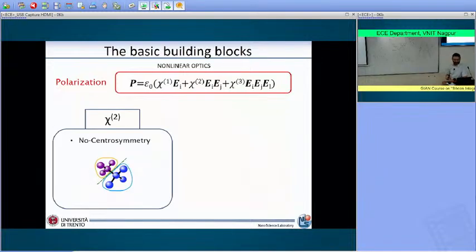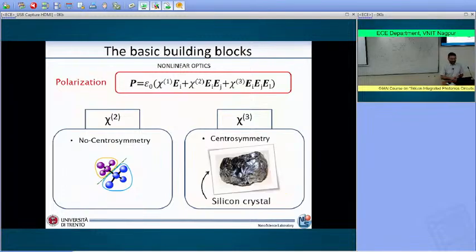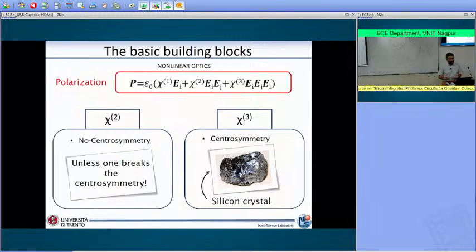Nonlinear optics tells us that in order to have Chi2 terms, one needs non-centrosymmetric materials, like lithium niobate, and there are many of those non-centrosymmetric materials. However, silicon is a centrosymmetric material. Therefore, silicon is a semiconductor where Chi2 effects cannot be used. We can only use Chi3 effects, and this is what we are using.